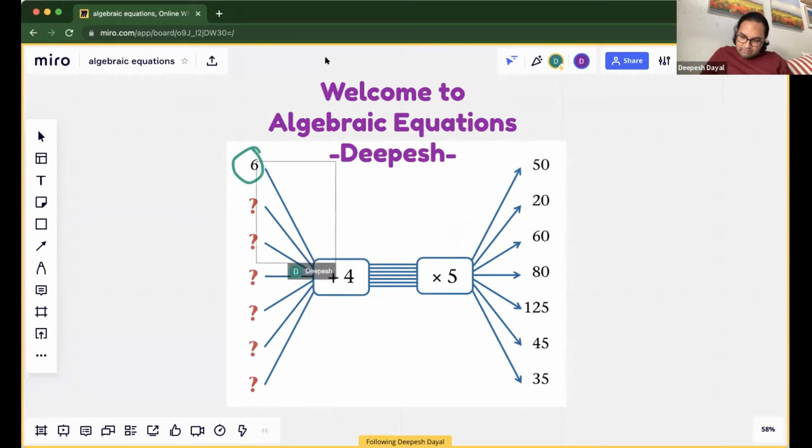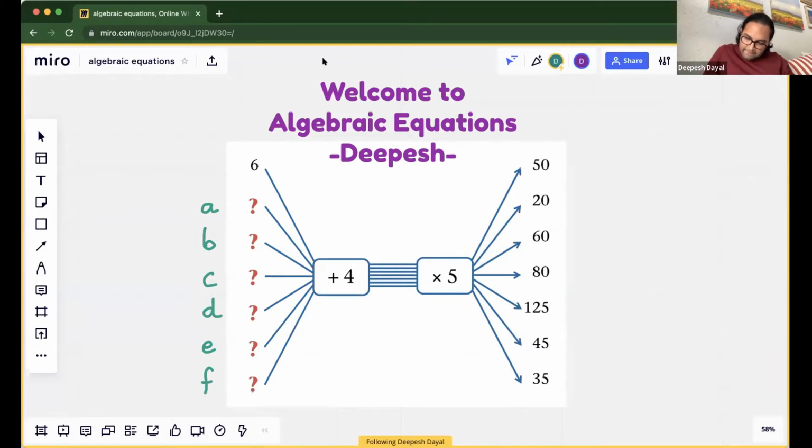To make it a bit easier for you, I'm going to label them A, B, C, D, E, and F. We're going to try and find what each of these question marks are. You're welcome to put your answers in the chat and let me know. Let's try A. What do you think A's answer is? A is 0. Everybody got 0. So 0 plus 4 is 4, and then 4 times 5 is 20. Well done, everybody. That is 0 indeed.